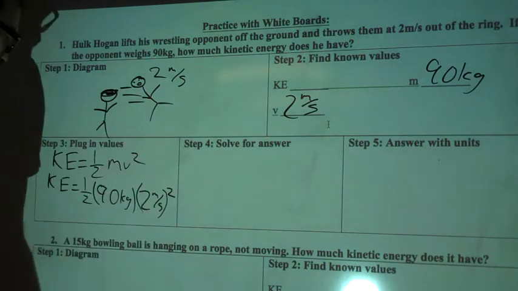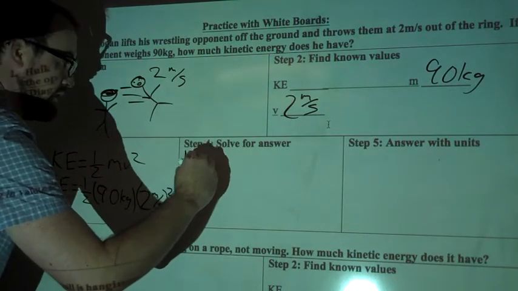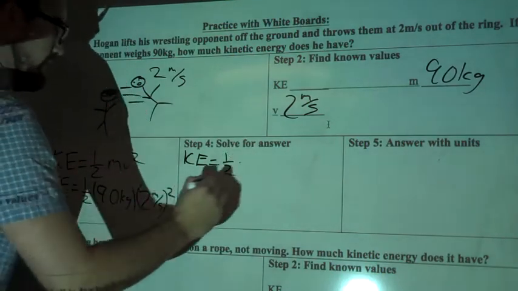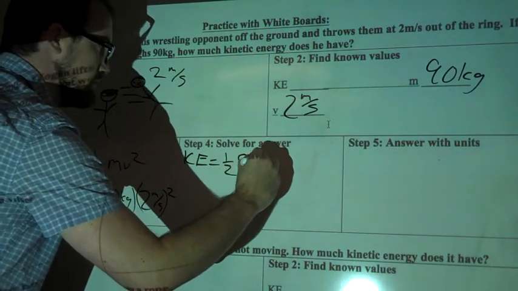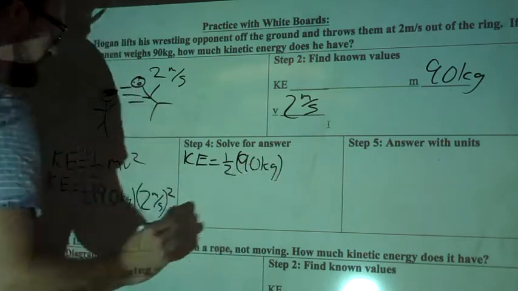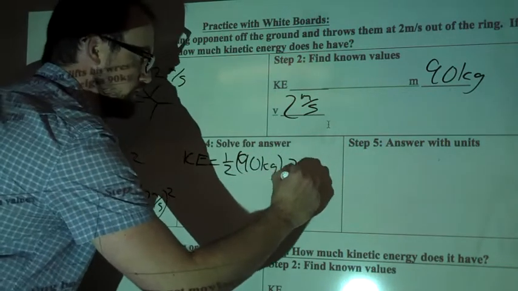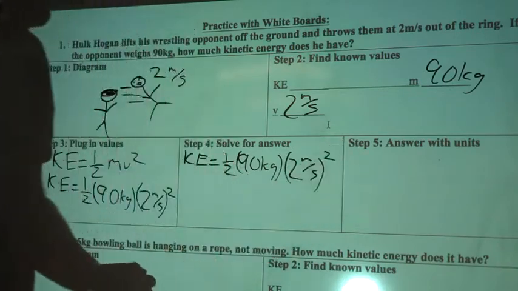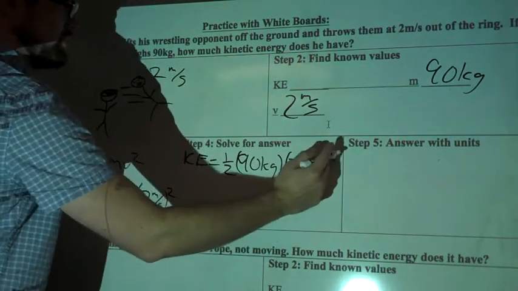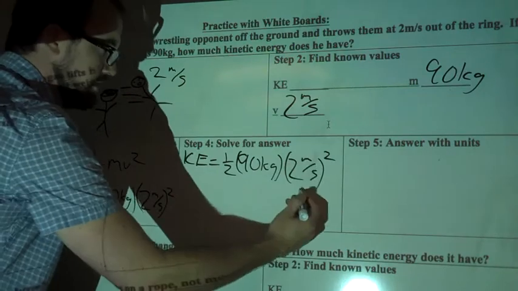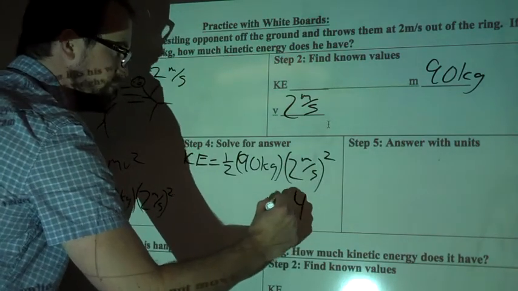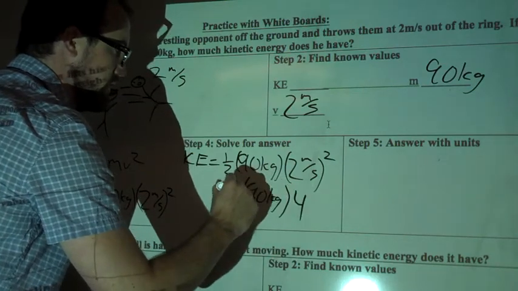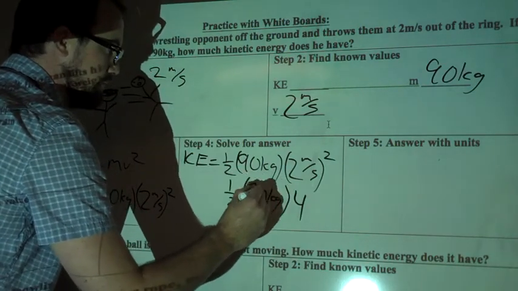Alright, so I'll rewrite it up here to solve. So I've got KE equals 1/2 times 90, that's the mass, kilograms, and then 2 meters per second is my velocity, and 2 meters per second is squared. So we'll start out with the exponent first. So 2 meters per second squared, 2 times 2 is going to give me 4. Alright, and then 90 kilograms is still left there. And then I have 1/2.